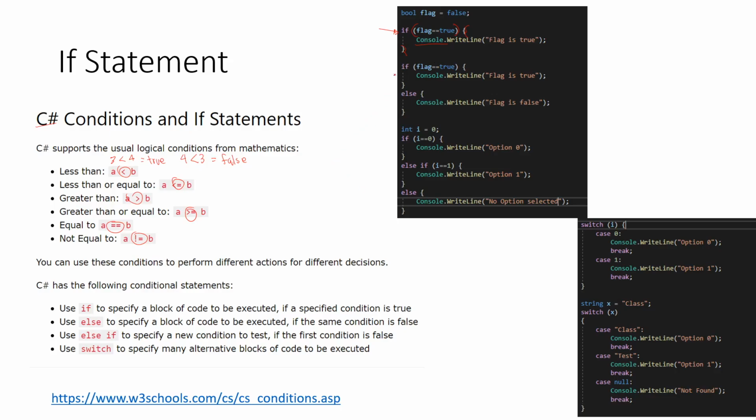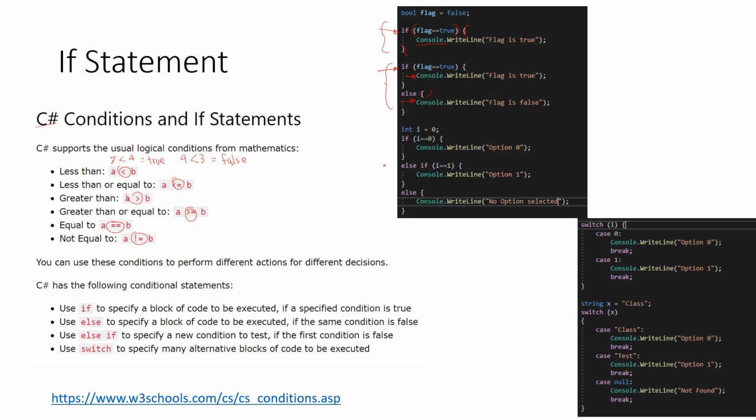Okay, so here we have now if and else. So if this is true, it runs this one. If it is not true, or any other value for flag, it will go to else, because we don't have conditions. So everything that is not true will go here.